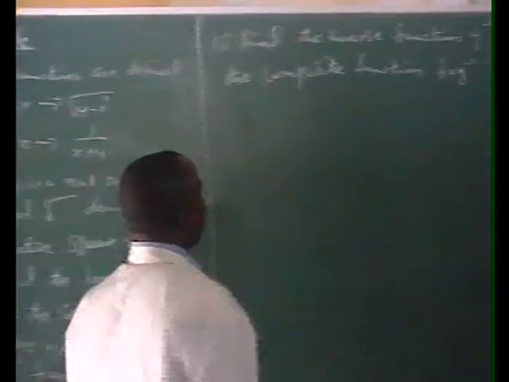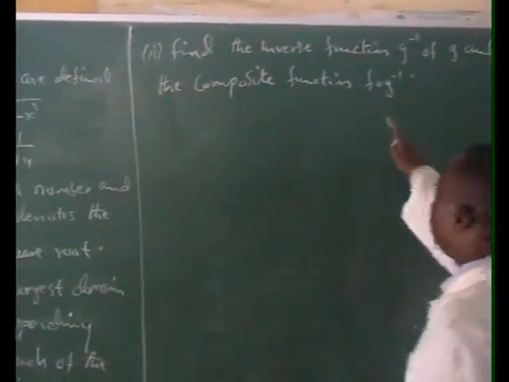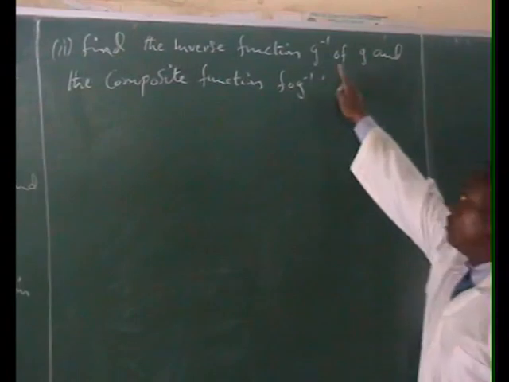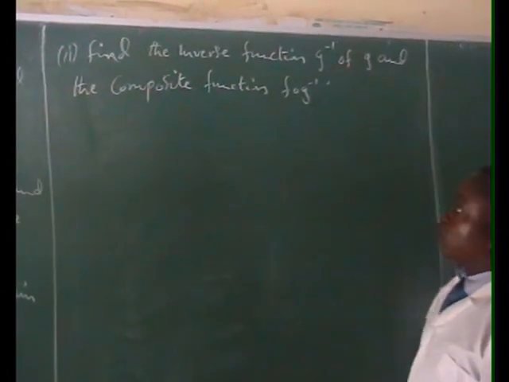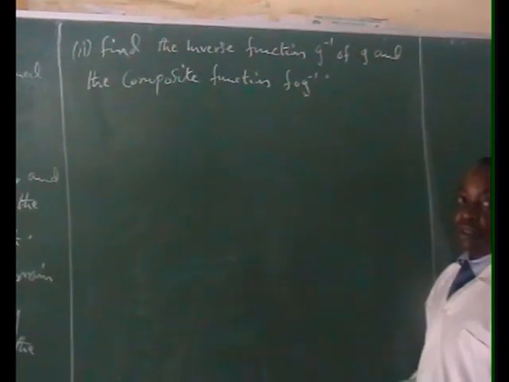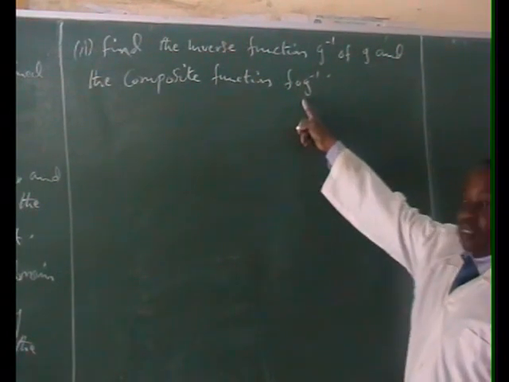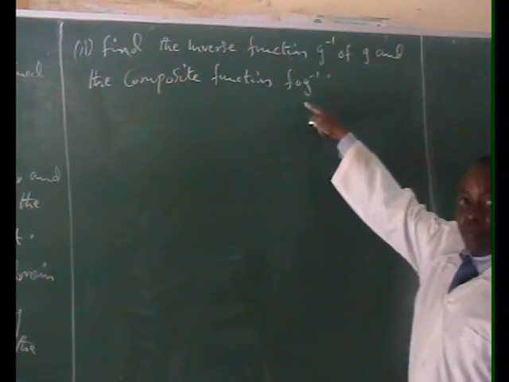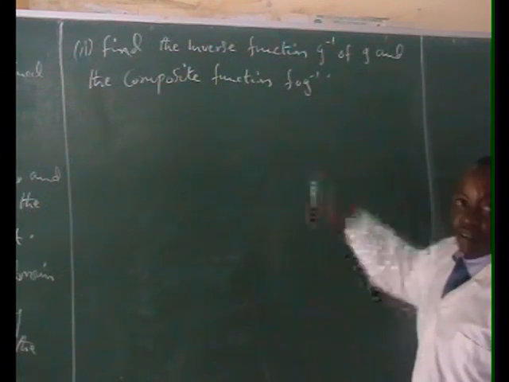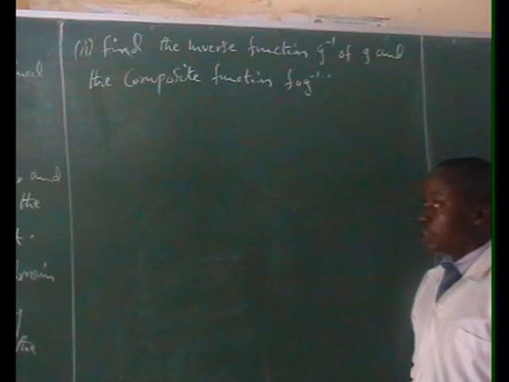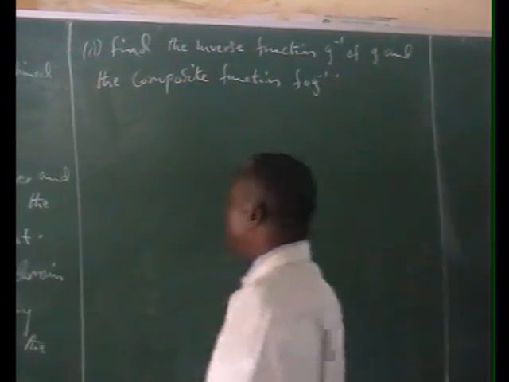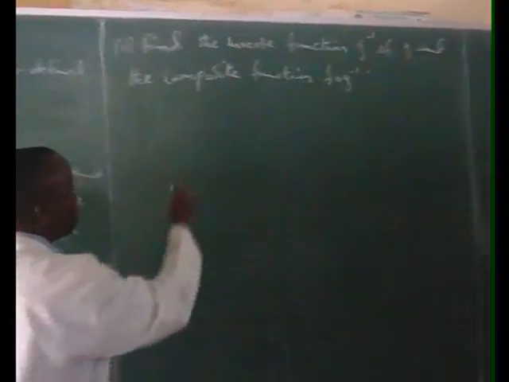Number 2, we are going to find the inverse function, that is g inverse, and the composite function. I think we apply composite function, that is f composite inverse of g. We're going to find it. So let's look at the solution a bit.